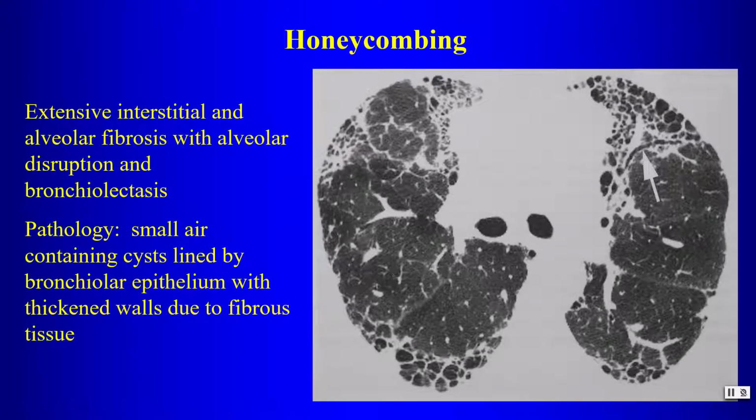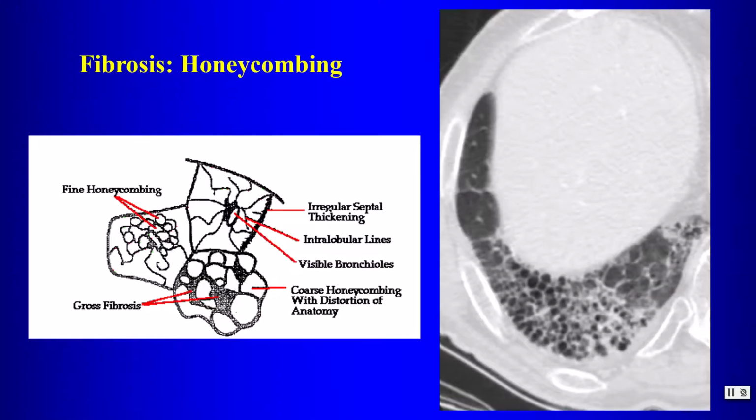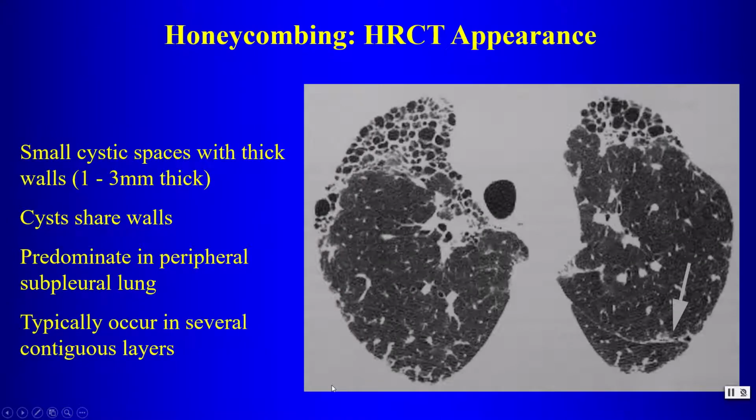So honeycombing is when we have extensive fibrosis and you see these stacked cysts in the periphery. And of course, you could think of idiopathic pulmonary fibrosis here, but any disease that gives you marked fibrosis might give you honeycombing. And so honeycombing represents this fibrosis and really traction bronchiectasis here affecting the airways within the secondary pulmonary lobule. And here you can see the stacked cystic appearance with the thickened walls, the typical appearance of honeycombing. So honeycombing, small cystic spaces with thick walls. The cysts usually share walls, it predominates in the periphery of the lung, and usually it's in several contiguous layers.